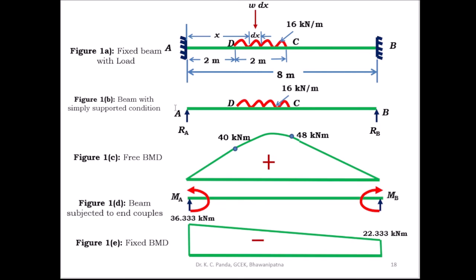Then this is the simply supported condition. Here only you have to take the load, and you have to find out what is the reaction at both ends. Then after getting the reaction, you can draw the free bending moment diagram. You have to find out the free bending moment at different positions. You have to find out what is the moment at A, what is the moment at D, what is the moment at C, and what is the moment at B. Then you have to find out the fixed end moments MA and MB, and you have to draw the fixed bending moment diagram. Then after combining this free and fixed bending moment diagram, you get the final bending moment diagram.